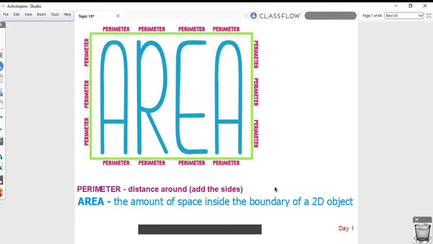Okay, the reason we put both of these on there is because even though we are going to be using perimeter later on in the unit, I wanted to differentiate between these two things. This is something that a lot of kids get mixed up on.